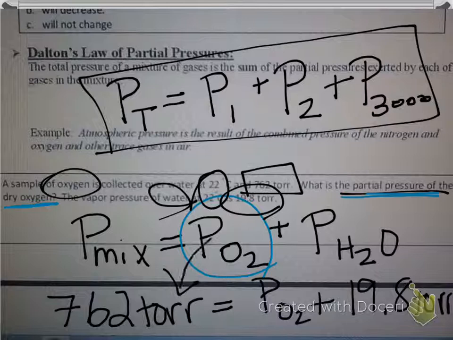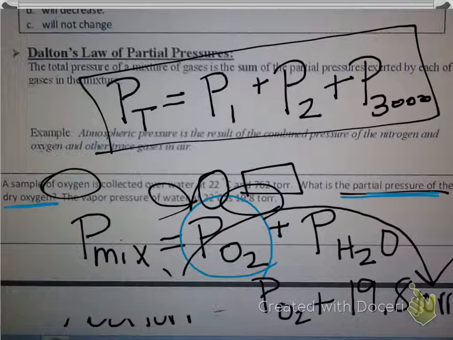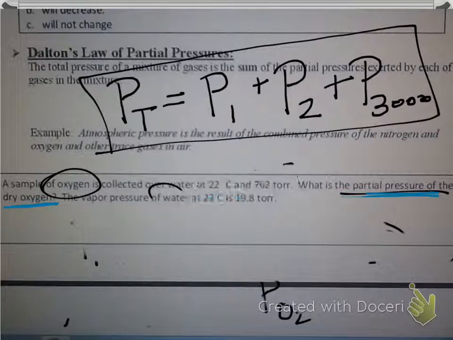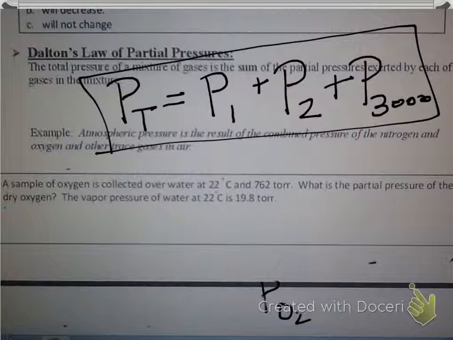So notice that in this example, both of our units are the same. So we have 762 minus 19.8. So what will be the pressure of the oxygen? Well, if we subtract those two, 762 minus 19.8 with the proper significant figures, the pressure of the oxygen is 742 torr. All right? So the sum of the partial pressures equals the total pressure. If you know the total pressure and all of the pressures except for one, you can figure out what that partial pressure is.